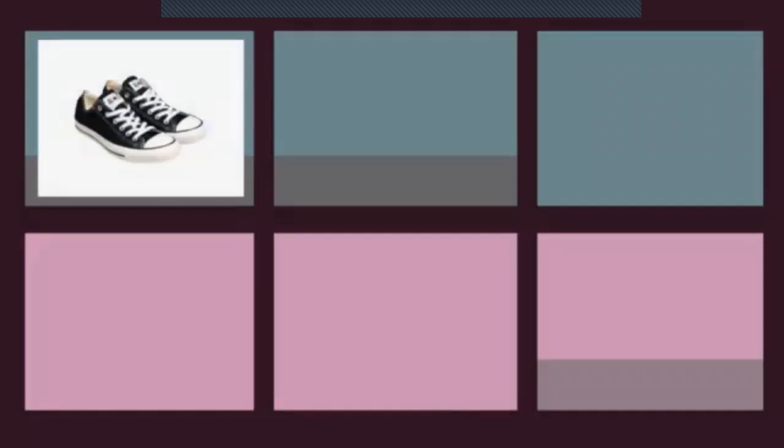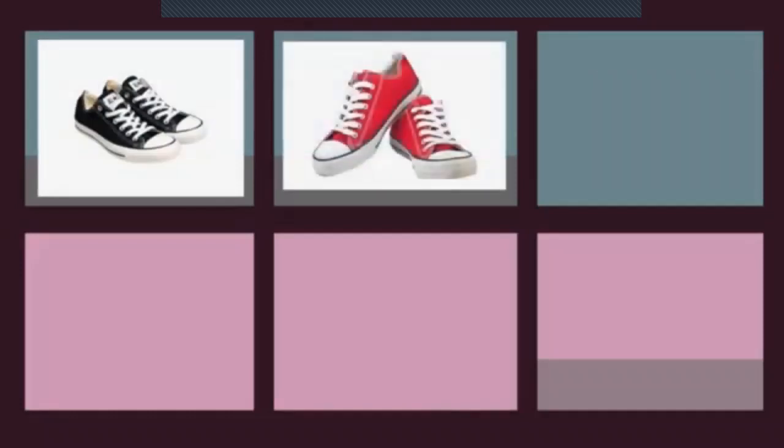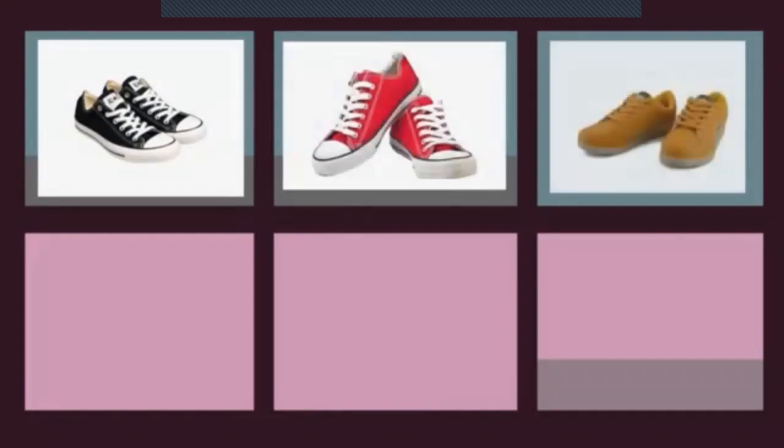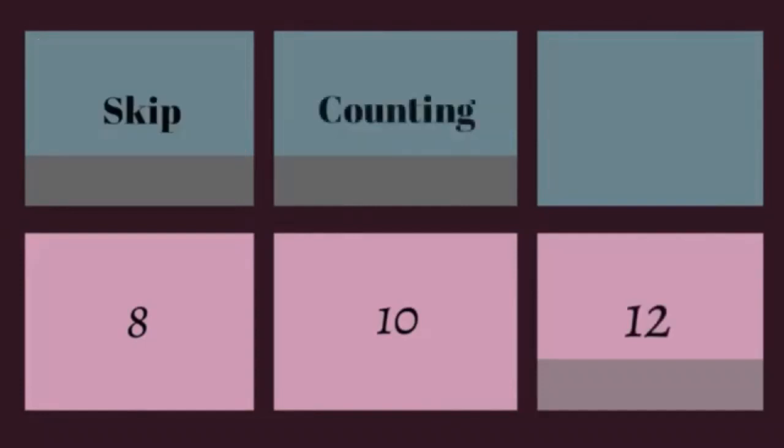Hello kids, let's do the counting. One pair of shoes, two pairs of shoes, three pairs of shoes. So this is 2, this is 4, and this is 6. 8, 10, 12. Now what is this? This is skipping numbers. Skip counting in twos. This is how you do it, and continue doing it.